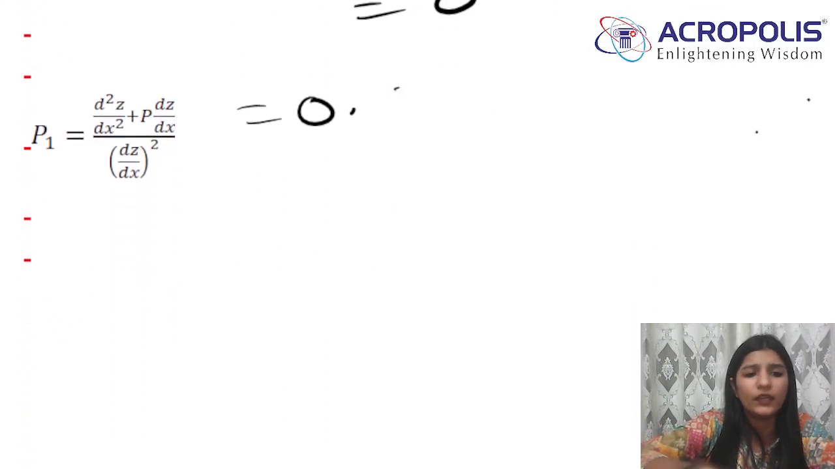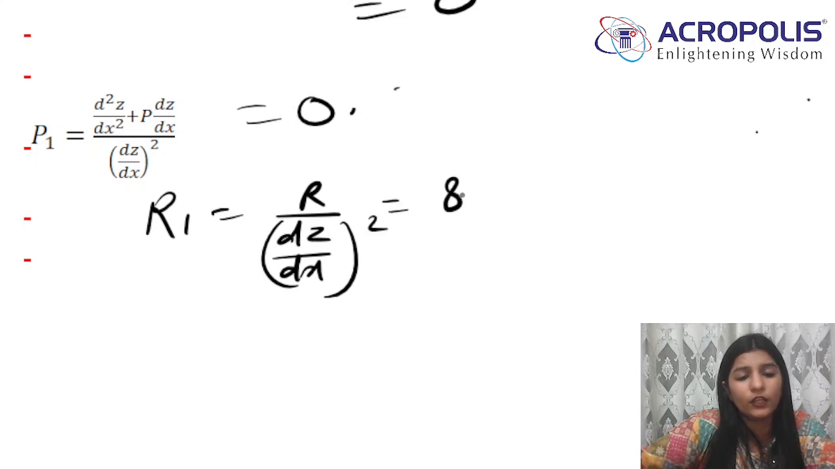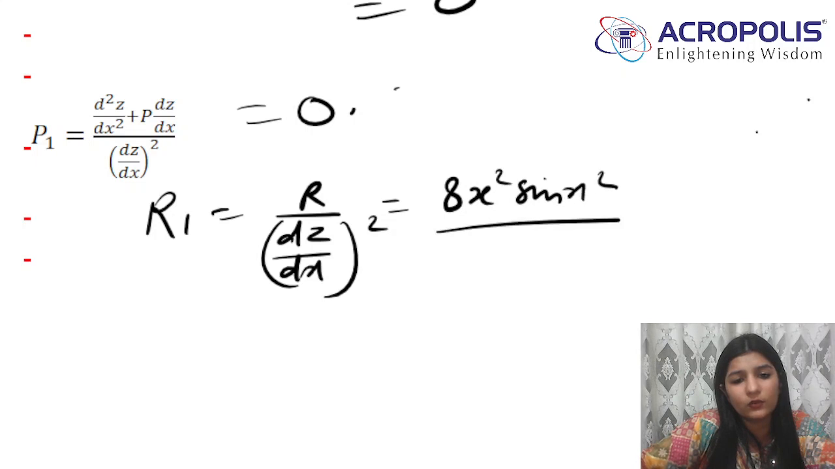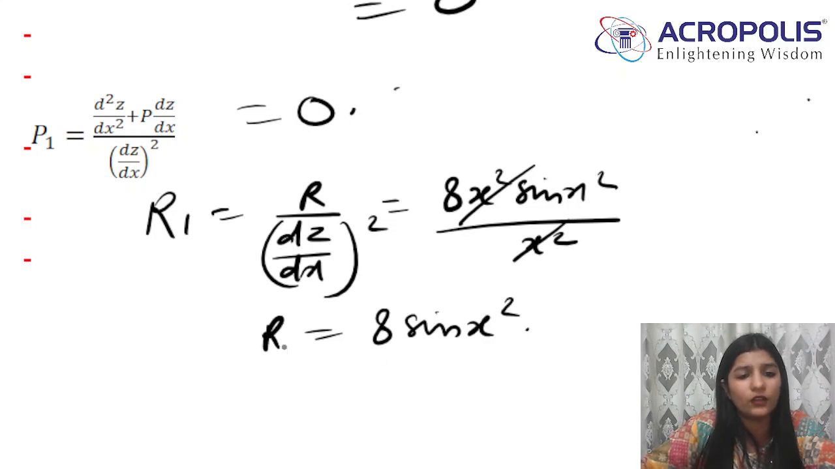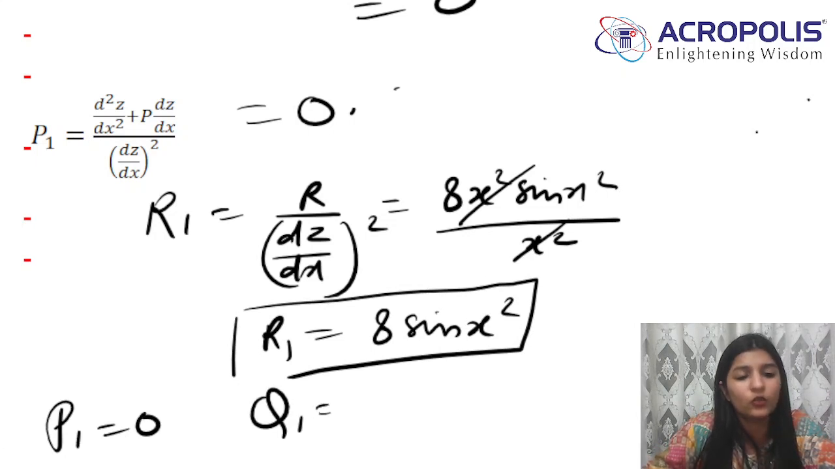Now let us find out the value of r1. r1 equals r by (dz by dx) square. The value of r is 8x square sine x square. x and x square will be cancelled out. So the value of r1 is 8 sine x square. The value of p1 is 0, q1 is minus 4 and r1 is 8 sine x square.